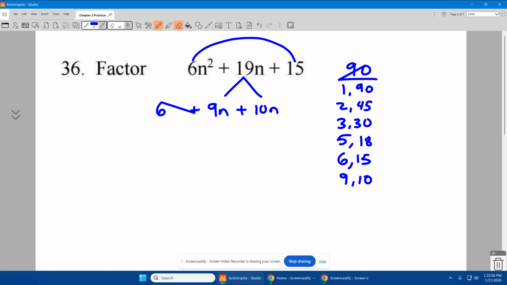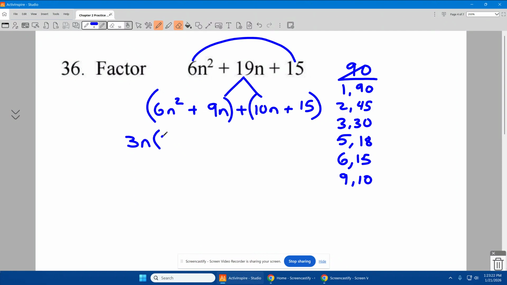We're dropping down our 6n squared, dropping down our 15. Now that you have it in 4 pieces, we can factor by grouping, which we know how to do. So I group the front, I group the back. I say, what factors out here of 6n squared plus 9n? Well, they both can be divided by a 3, so I factor out a 3. They both can be divided by an n, so I factor out an n.